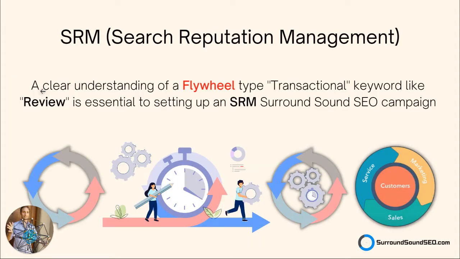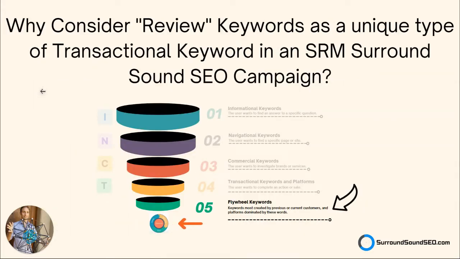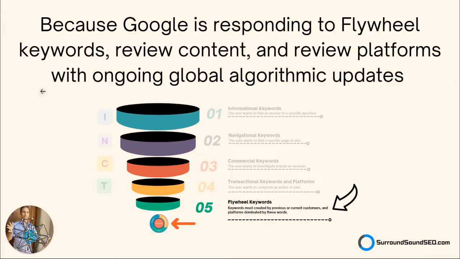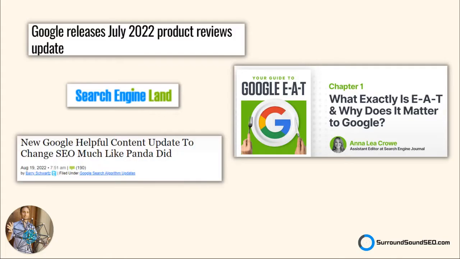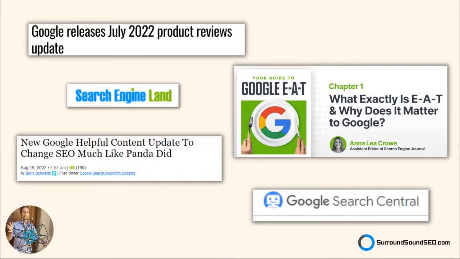Search reputation management requires an even better understanding of flywheel type transactional keywords like review. The reason is that Google is actually starting to handle them differently. They're responding to flywheel keywords and review content and review platforms with ongoing global algorithmic updates and a whole lot more control. And as you'll see upcoming, you'll begin to understand why. You can look at all these new updates that have been coming out, the Google product reviews especially, the EAT, the Google helpful content, and the like. What's really going on here?